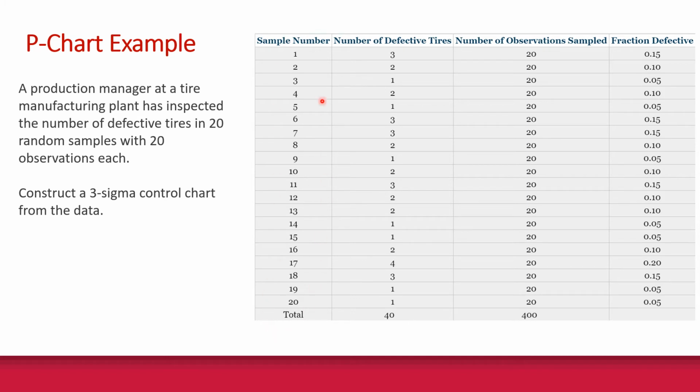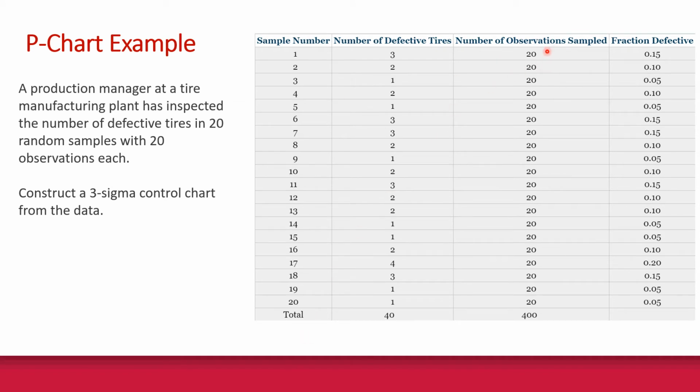We took 20 samples. In each sample, we selected 20 tires. Again, this is a tire manufacturing facility, manufacturing hundreds and hundreds of tires an hour. So every hour, maybe we go out and select 20 tires off the rack. In this case, we took 20 samples, maybe once every hour, and in each sample we selected 20 tires.